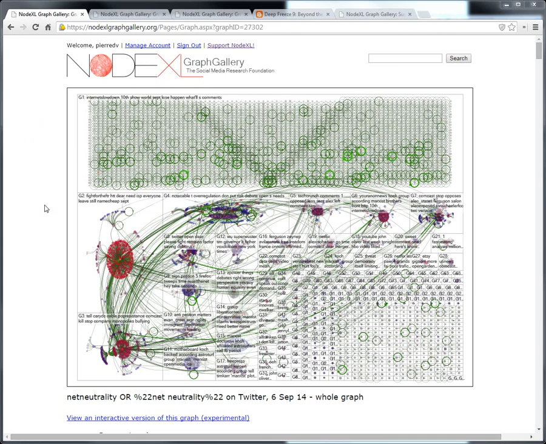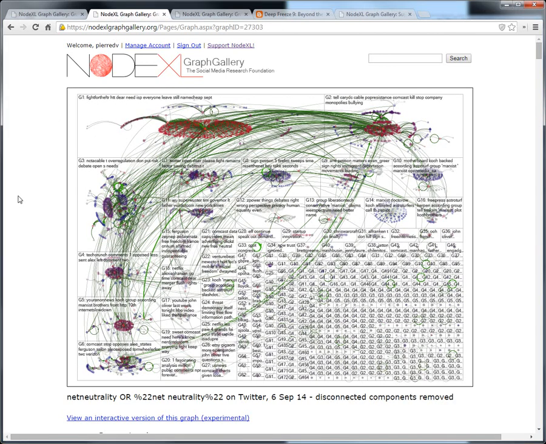So to really understand the network, what we can do is discard this set, and I will do that. I've done that in NodeXL, in Excel. And that then gives us this graph, which is only the connected component.